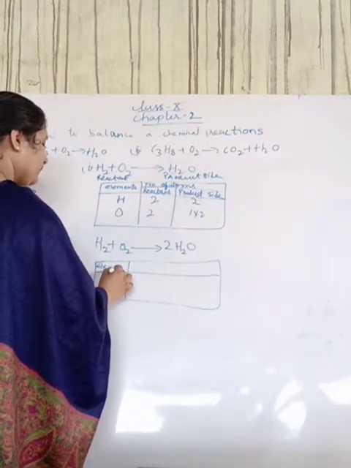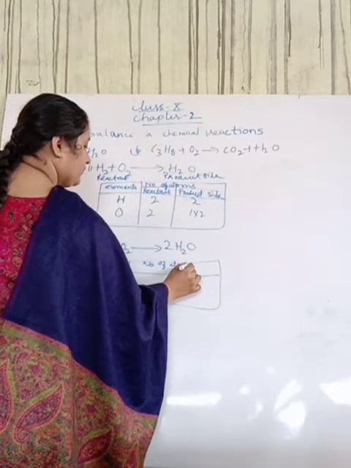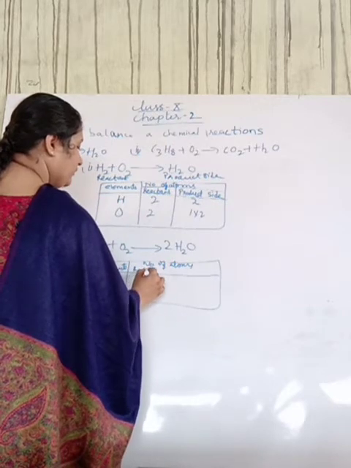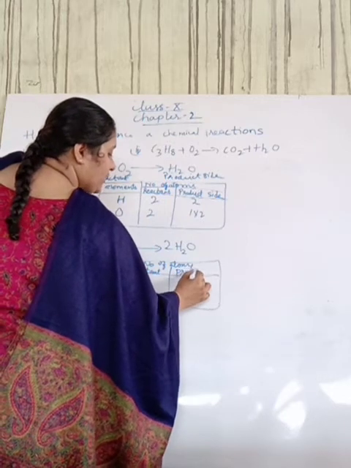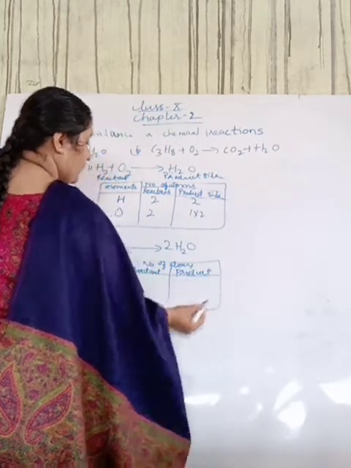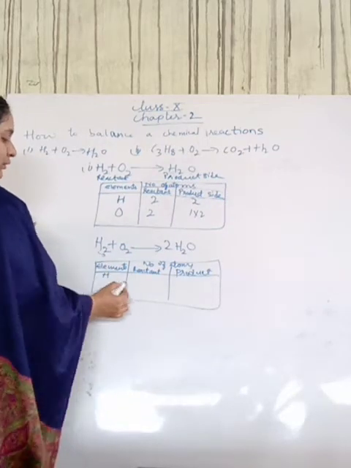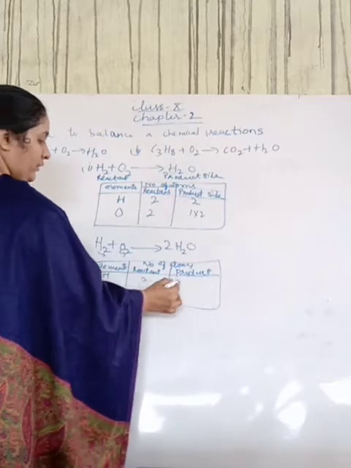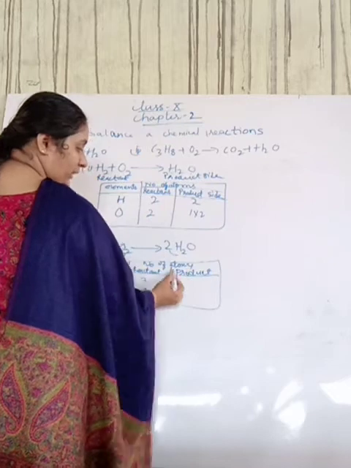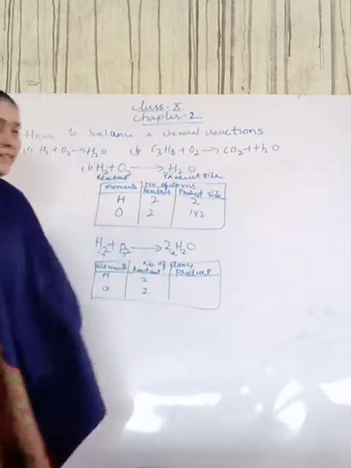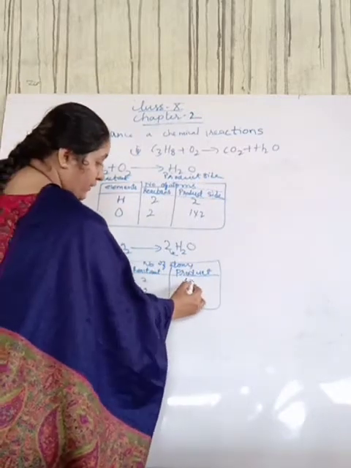Now again you see, elements, number of atoms, reactant side and product side, or else you can take LHS or RHS. So here hydrogen, oxygen. How many hydrogens? 2. How many oxygen? 2. Reactant side. How many in product? Here you should multiply like this, 2 into 2 is 4.